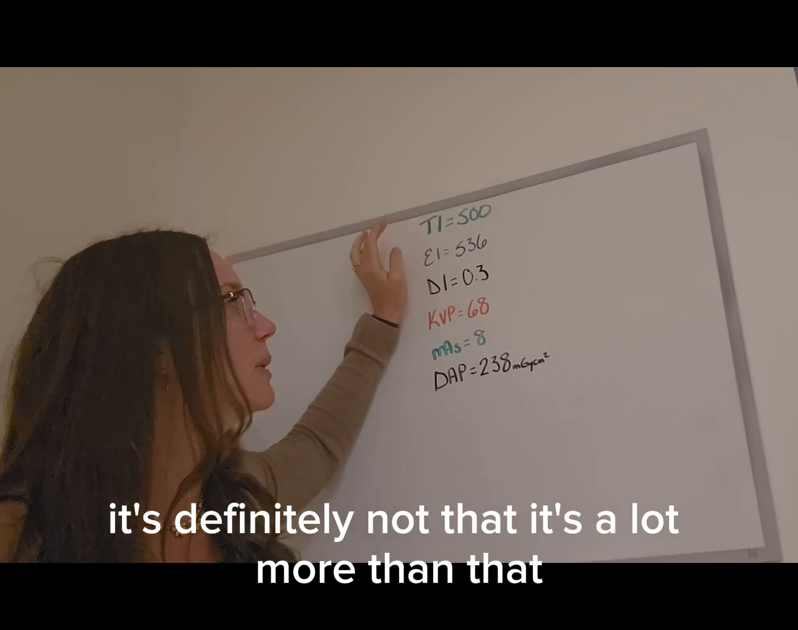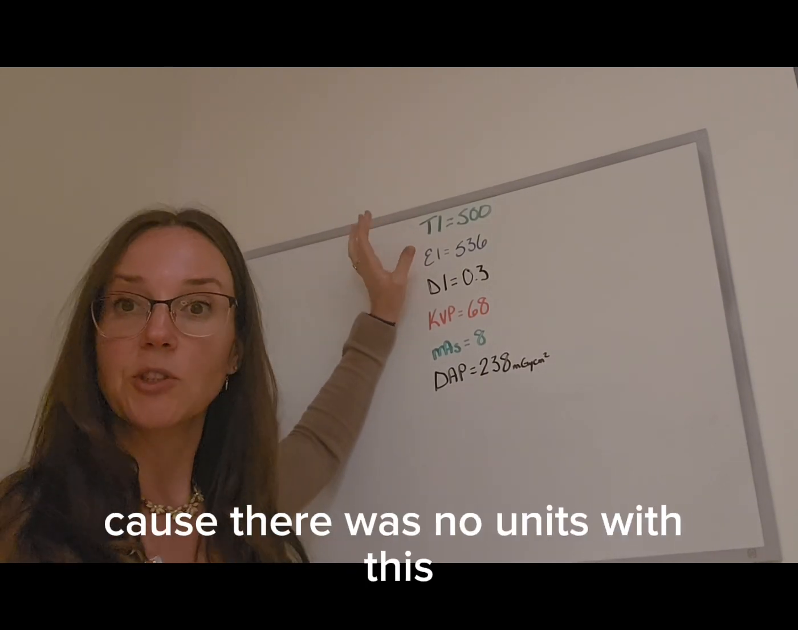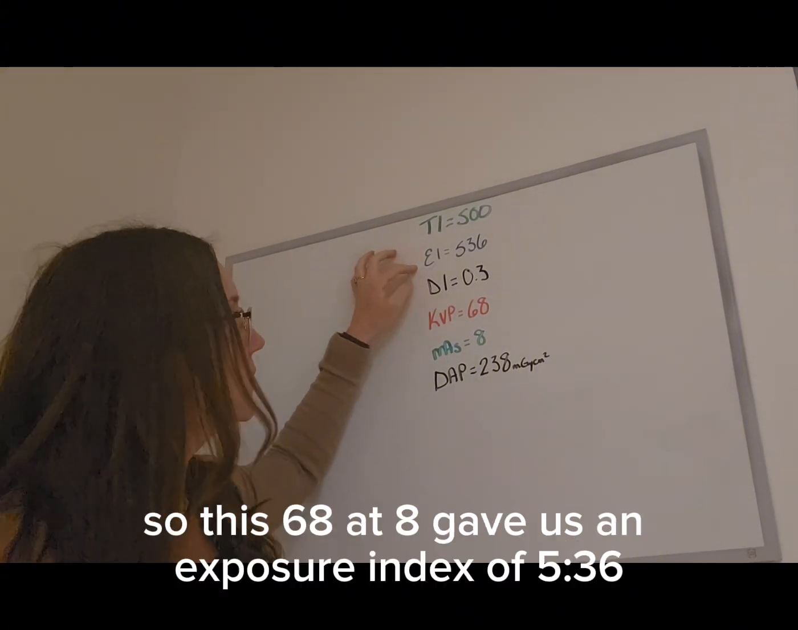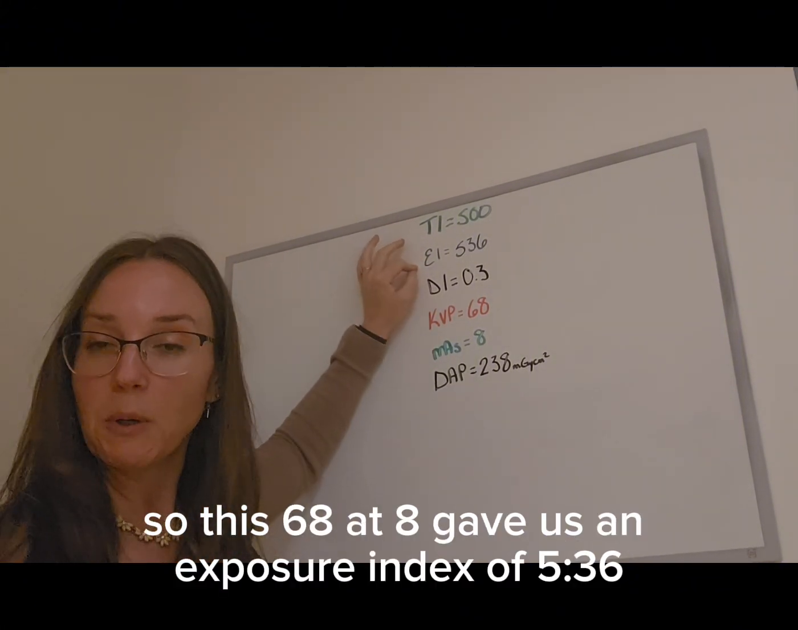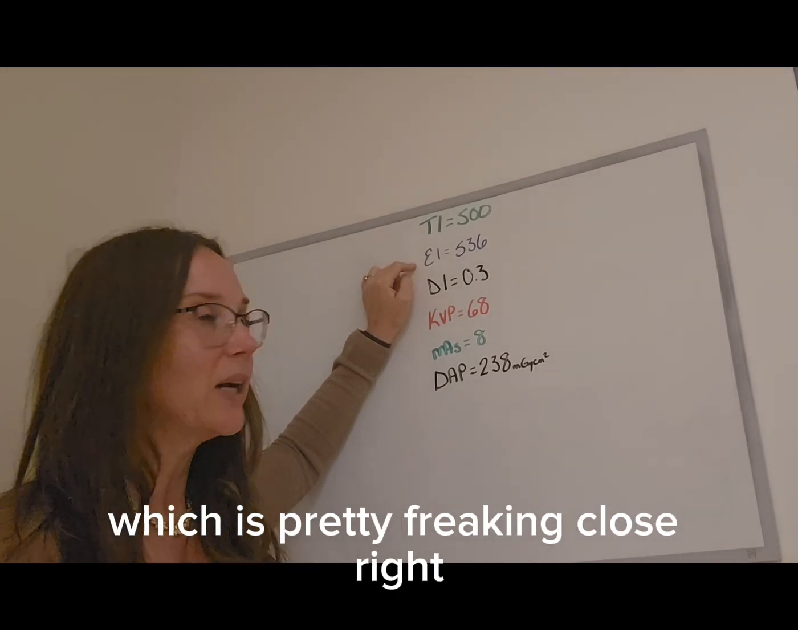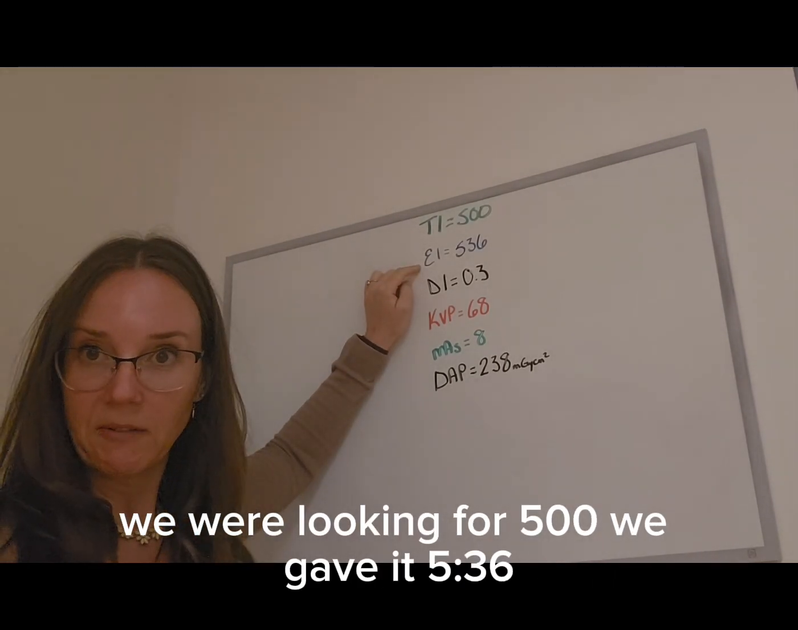It's a lot more than that, but that's how I kind of think of it because there were no units with this. The EI is 536 that we shot. So this 68 at 8 gave us an exposure index of 536, which is pretty close, right? We were looking for 500, we gave it 536.